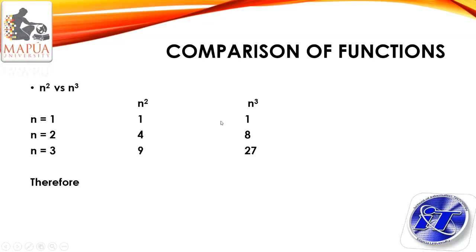As you can see here, as n increases, the difference between n squared and n cubed increases exponentially. So therefore, n squared is less than n cubed. Therefore, n squared is better than n cubed. So the lesser the value, the better in a function if we're analyzing the algorithm. The growth rate of the algorithm.